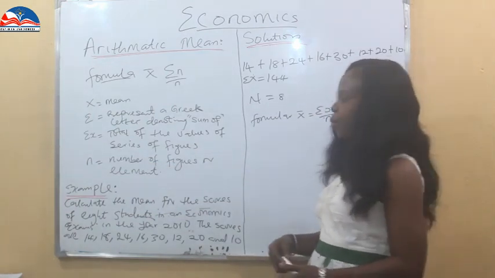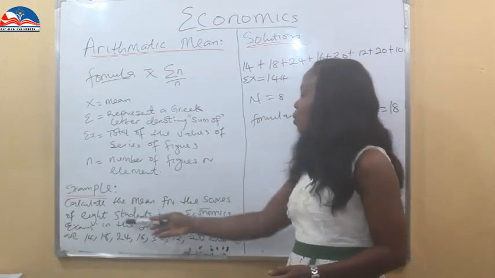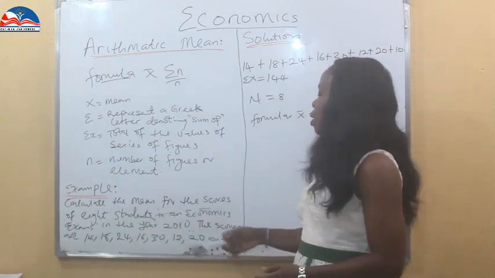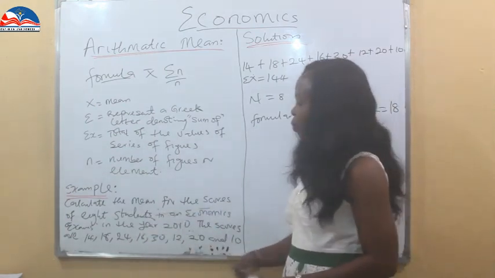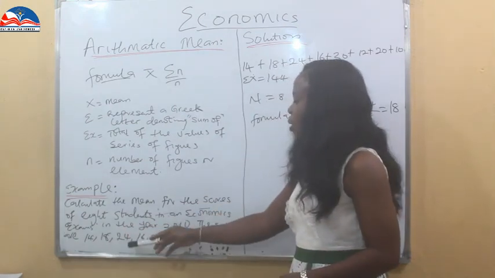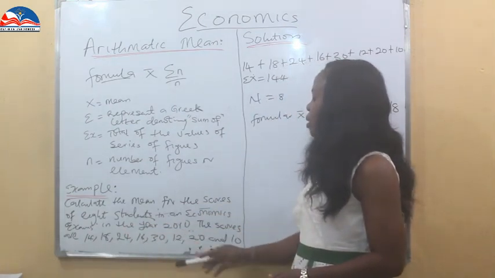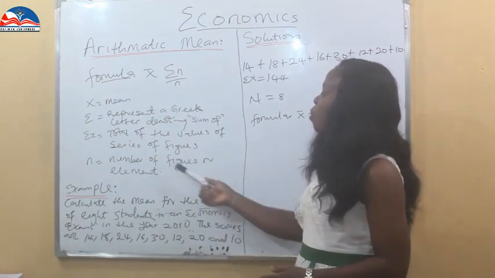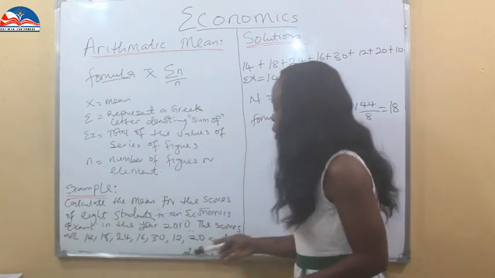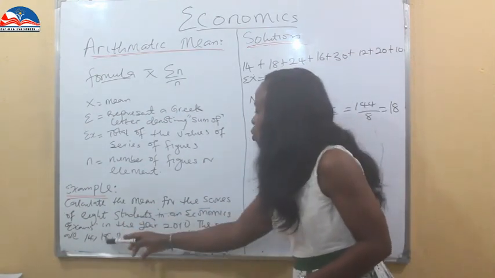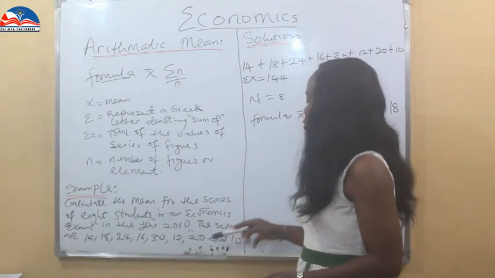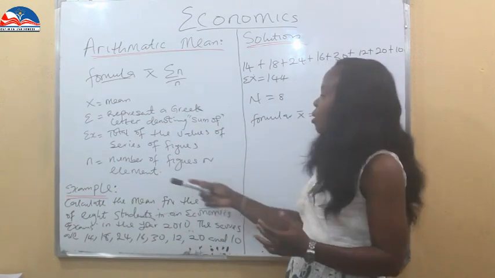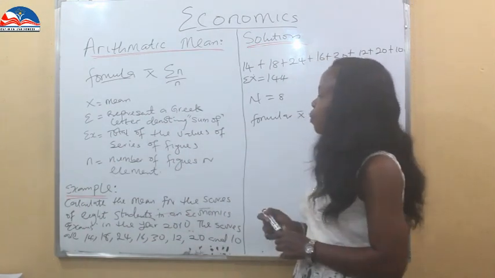Now this is an example. Calculate the mean for the scores of 8 students in an economics exam in the year 2010. The scores are 14, 18, 24, 16, 30, 12, 20, and 10. When we talk about the number of figures or elements, you will just count 1, 2, 3, 4, 5, 6, 7, 8. There are 8 students, so it is 8 scores. That is what this n is telling us.